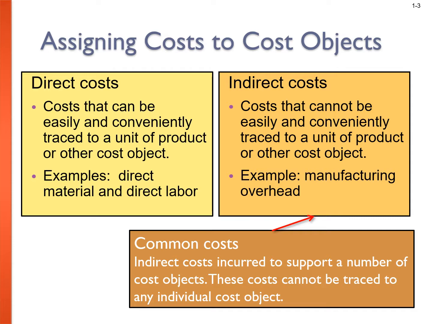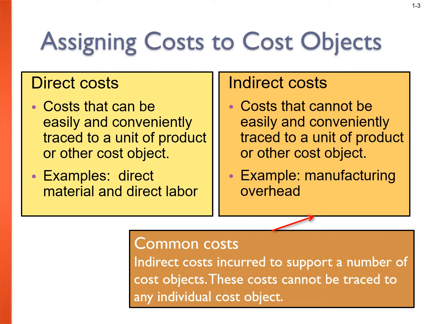It could be our products. It could be our customers, a job that's being completed, a department. So anything we want to find the cost for. Now, our costs could be broken down between direct and indirect. So you'll hear these terms used a lot throughout the semester.